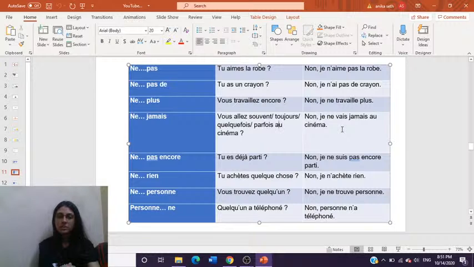Okay, ne pas encore is the third one, where it is tu es déjà parti. So déjà means already and pas encore means not yet. So over here, just now the sentence tu as déjà visité Paris was the sentence, and over here, je n'ai pas encore visité Paris. So pas encore means no, not as yet. Then is ne and rien over here. So ne and rien, tu achètes quelque chose, no, je n'achète rien. That you are buying something, no, I'm not buying anything, or I'm buying nothing.